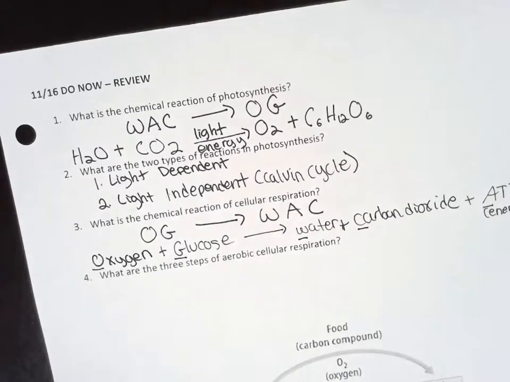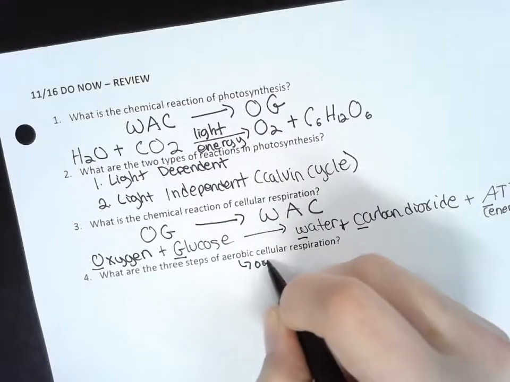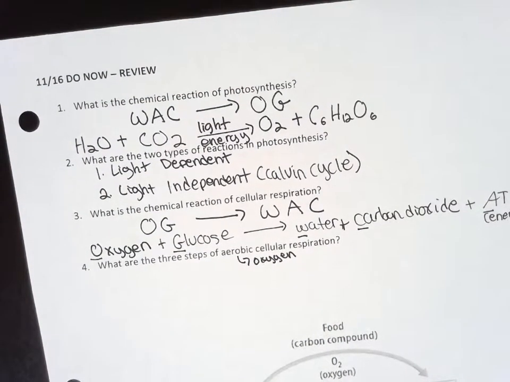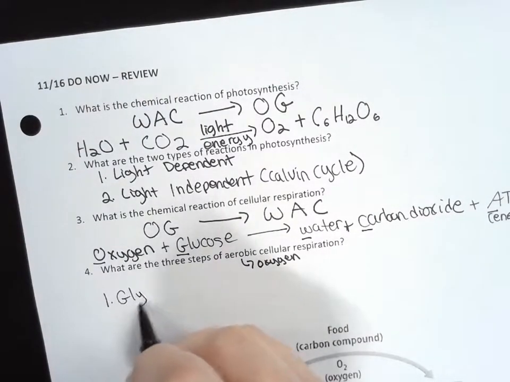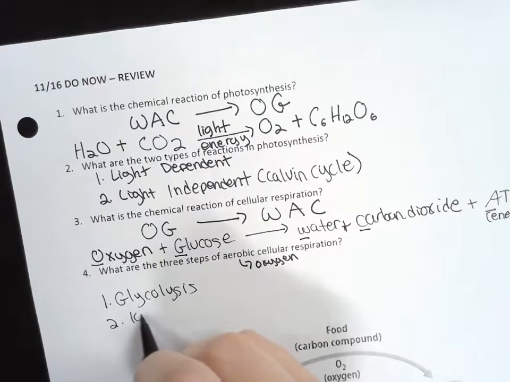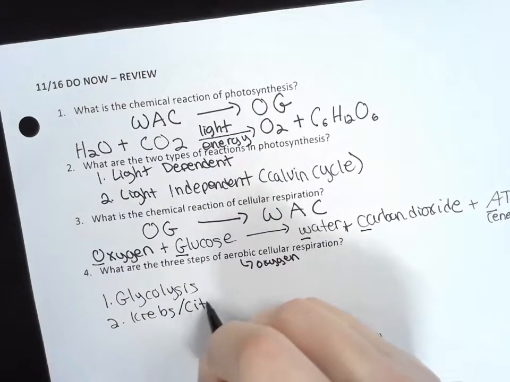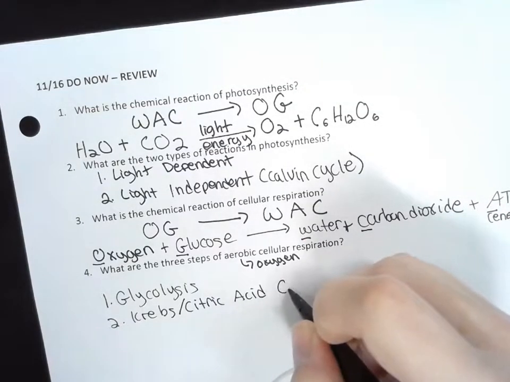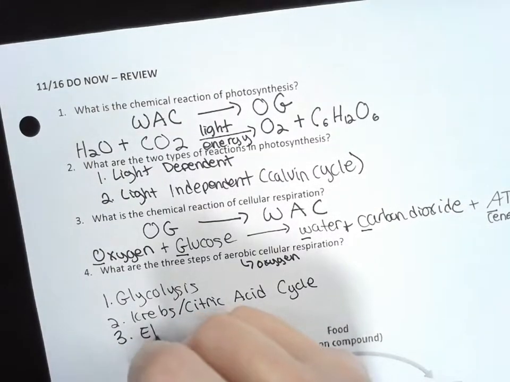All right, the 3 steps of aerobic, remember aerobic means with oxygen, cellular respiration, well, my 3 steps, as we went over yesterday, are 1, glycolysis, 2, the Krebs cycle, which is also called the citric acid cycle, 2 names for the same thing. And my 3rd is the electron transport chain.